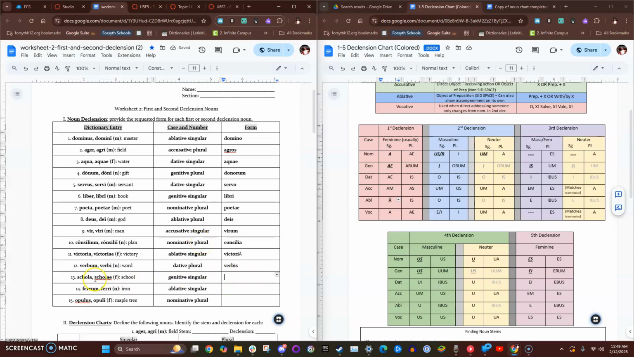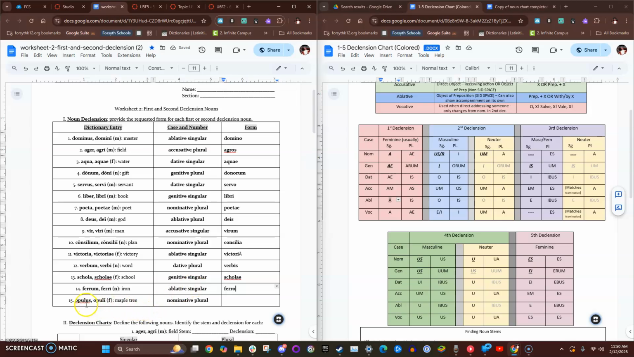Scola, scolae. Genitive singular. If you remember earlier, first is nominative singular, second is genitive singular. So we just copy that. That's all we do. Ablative singular, ferum, feri. So the I tells us it's second, the UM tells us it's neuter. And I'm going to remove the I from the second part, give me fer. Ablative singular, that is O.